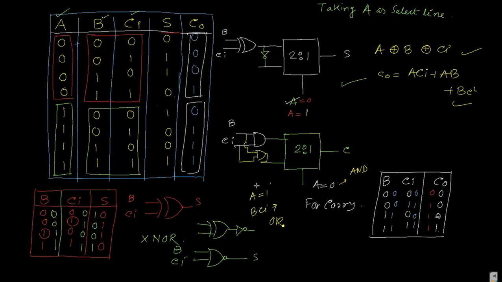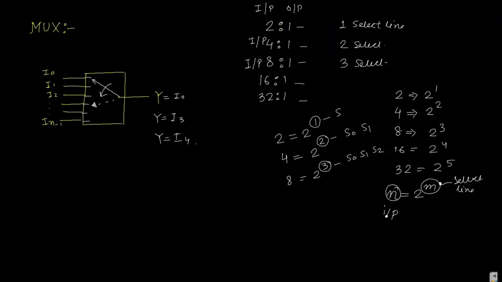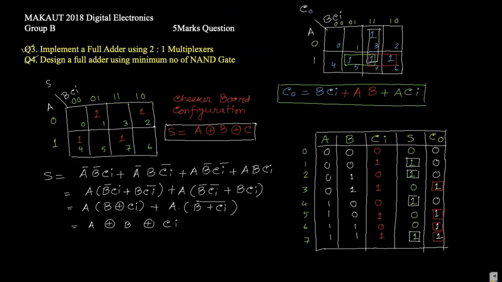Now coming to the next question. The next question is: design a full adder circuit with a minimum number of NAND gates. Okay, I think you can solve this by yourself.